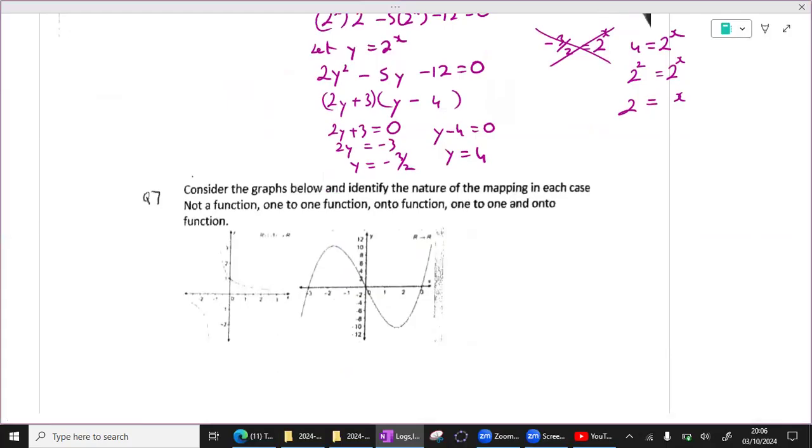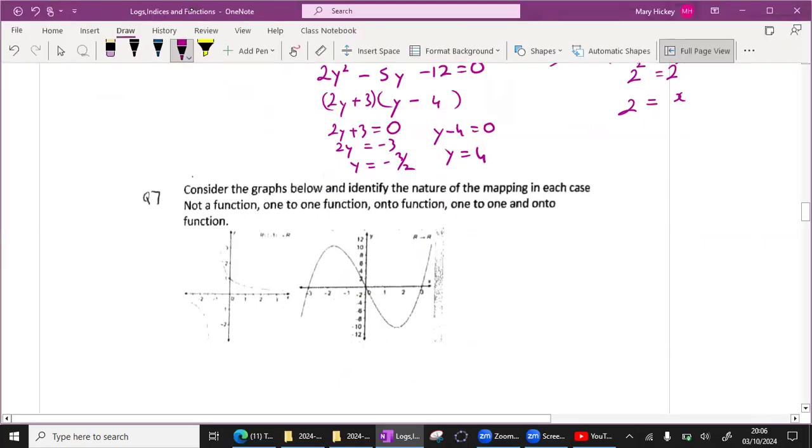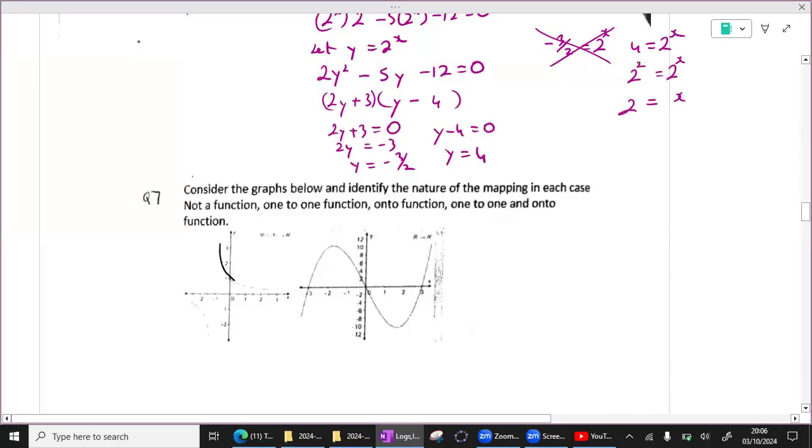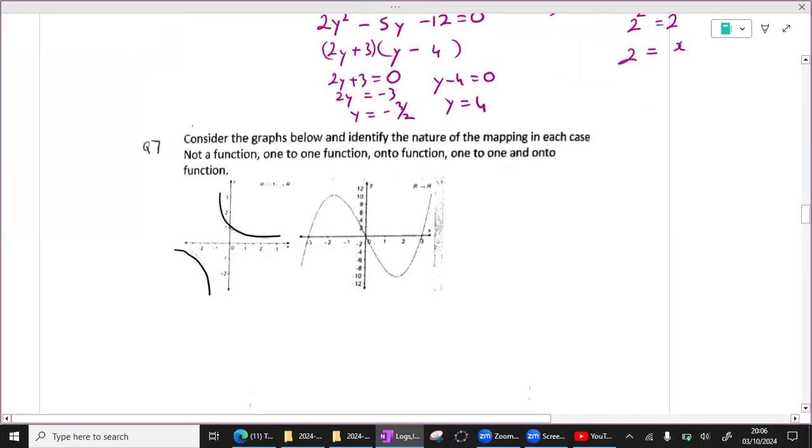Not a function, 1-to-1, onto, 1-to-1 and onto. So you're basically being asked, are they functions or not? And if so, is it 1-to-1, is it onto, or is it bijective, basically? Is it both?